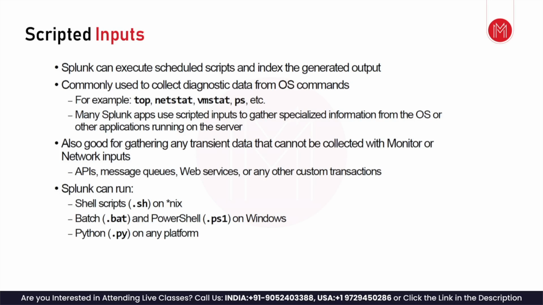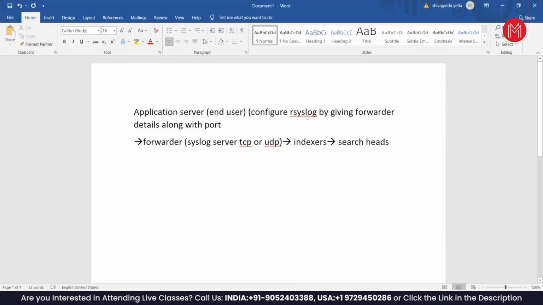So why are we using scripts in Splunk? What is the purpose of using scripted inputs? Now here comes the question: why use TCP and UDP when you already have a universal forwarder in place? There are different ways in Splunk. For example, on this application server, as I told you, we configure rsyslog with forwarder details and some port details. But we also have the universal forwarder, where we can easily get the data into Splunk by installing it. So when we have the universal forwarder, why are people using ports and forwarder endpoints?